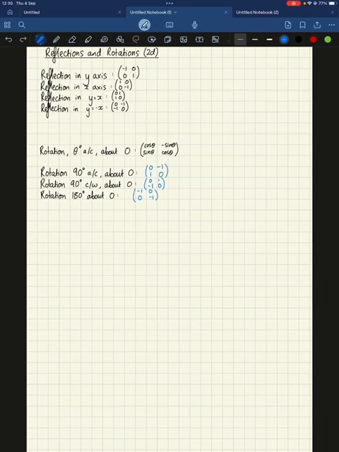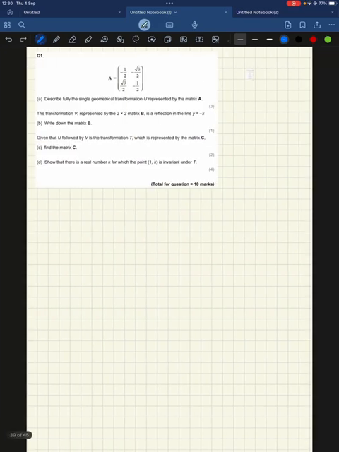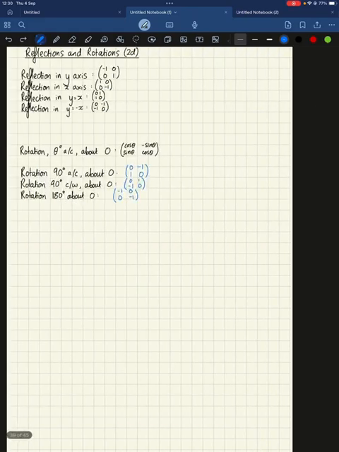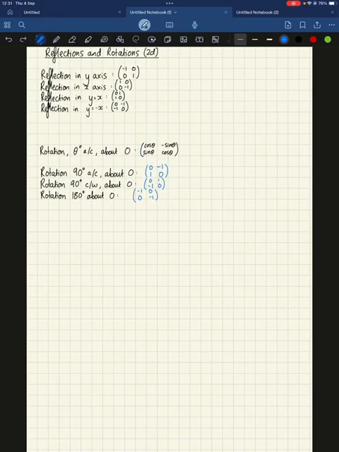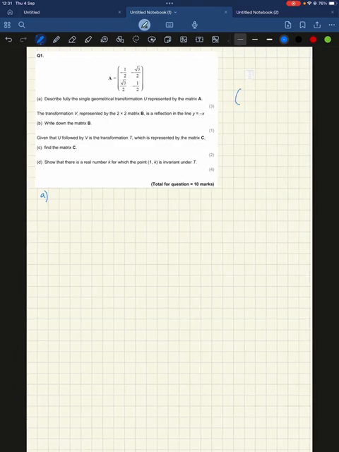Now let's do an exam question. So we've got this question over here, part A. Describe fully the single geometrical transformation U represented by the matrix A, and it's 3 marks. So we have to say 3 things. So first, we can see that these are trig exact values, a half and root 3 over 2. So let's just write out our matrix, which is cosine theta, sine theta, minus sine theta, cos theta. So we'll just write cos, sine, minus sine, cos.